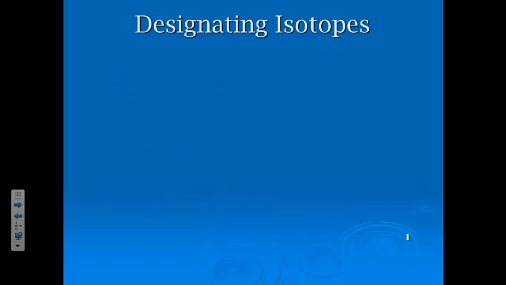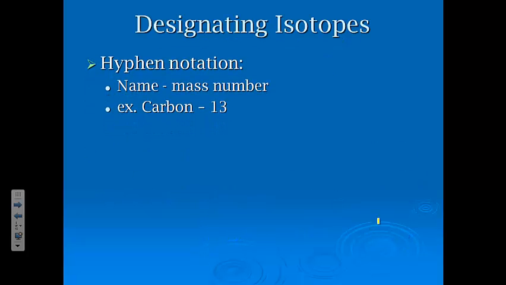Alright, now moving on here, designating isotopes, there's 2 ways to write these. You can either have hyphen notation, which is going to look like this. For example, it's the name of the element and then the mass number, which again is protons and neutrons added together.